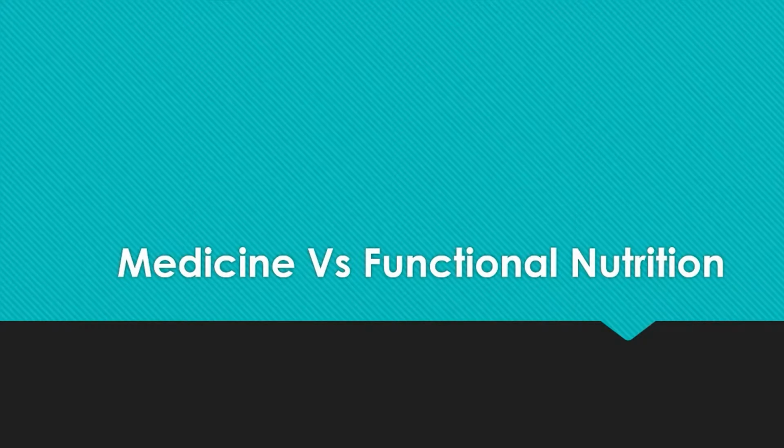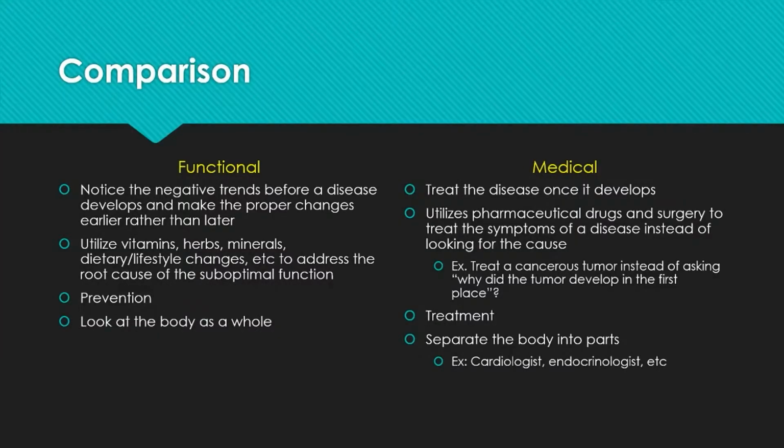So what's the difference in viewpoints and in how we approach a patient with a functional nutritionist versus a medical doctor? Here are the big differences. In functional nutrition, we notice negative trending. That means you're going towards a disease in the future, but instead of waiting for the disease to happen, we make the proper changes earlier rather than later. We do that through vitamins, herbs, minerals, lifestyle changes, etc., to find the root cause of why you have the suboptimal function. So remember, this is about prevention, not treatment.